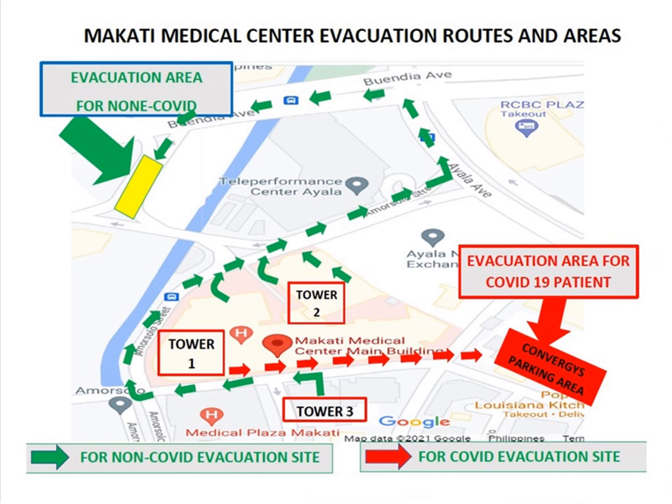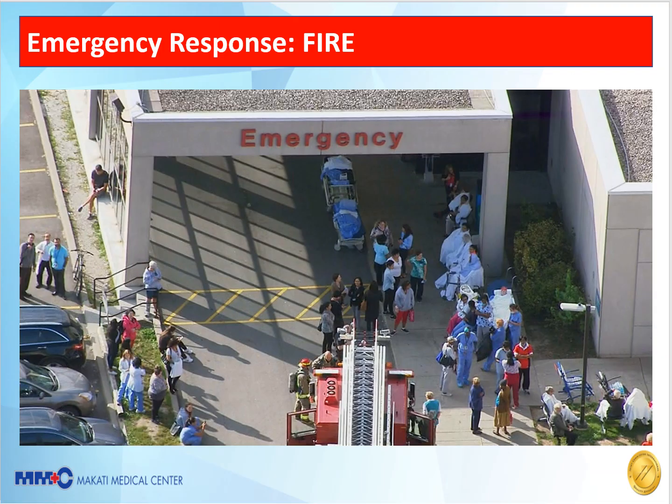Here is a sketch of our evacuation routes and areas during an emergency. For all non-COVID patients and staff, the evacuation area is the idle lane side of Urban Avenue, which is the green arrow, and for all COVID-confirmed patients, the evacuation area is the Convergys parking area, which is the red arrow. We will now proceed on how to respond to different emergencies and disasters in our institution.